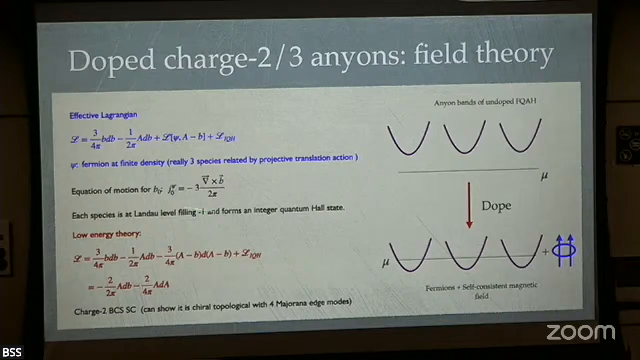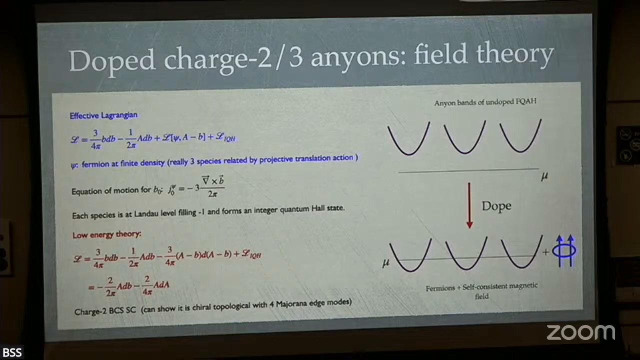Okay, so we started with this Lagrangian. Really, the undoped system has these anyon bands at finite energy. Like in any other insulator, the charged excitations form some band above a gap. And here we dope it, like in any other insulator. The chemical potential will now cut through the band. But unlike in any other insulator, these fermions at finite density will, because of the Chern-Simons interactions, see a self-consistent magnetic field. And in that magnetic field, they'll form Landau levels.